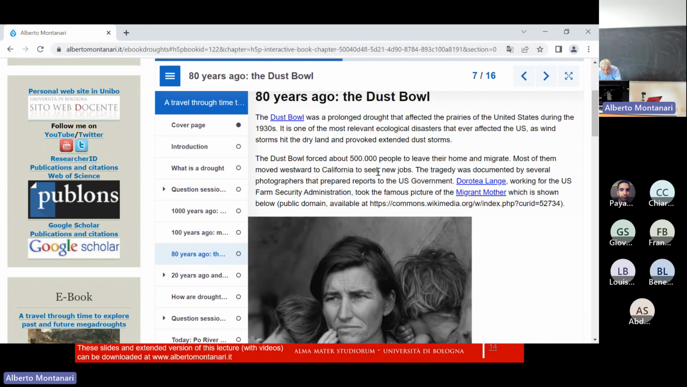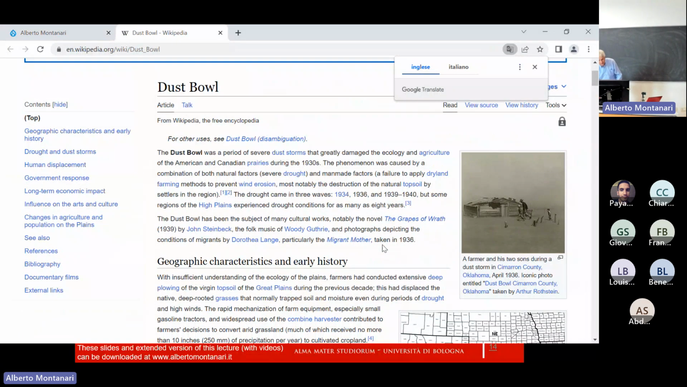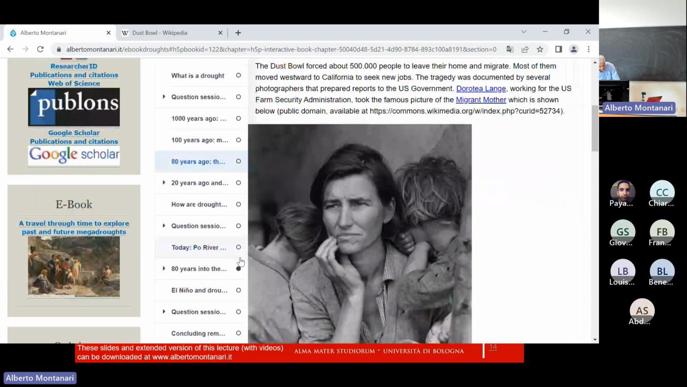The Dust Bowl. Okay. If you look on the web, there is a Wikipedia page on the Dust Bowl, which is linked here. It's very interesting. This occurred in the prairies of the United States, from 1930 to 1936, and it caused a mass migration. It lasted like six or seven years, this drought. So if you want an example of droughts that occurred in the past, the Dust Bowl is a very nice example that you can find in my ebook again.